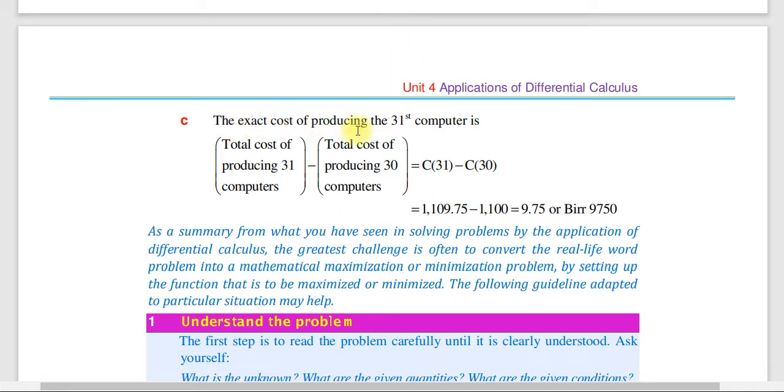The exact cost of producing the 31st computer is the total cost of producing 31 computers minus the total cost of producing 30 computers, which is C31 minus C30. C31 is 0.75 minus 1,100, which is equal to 9.75, that is 9,750.